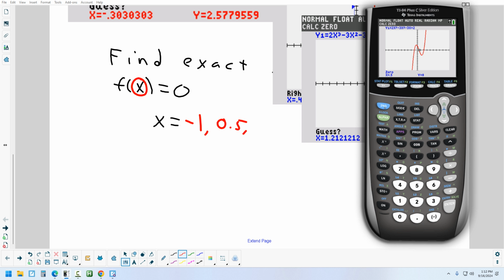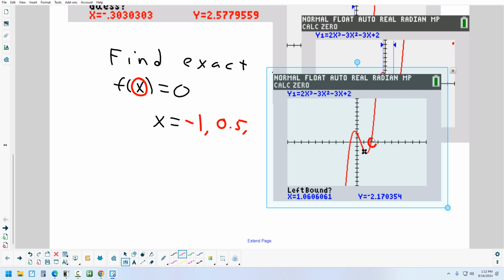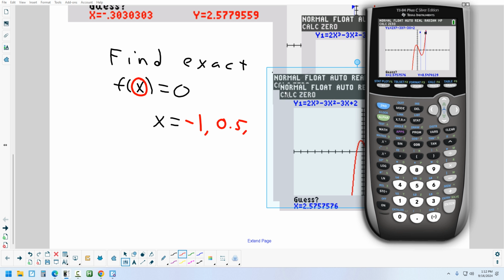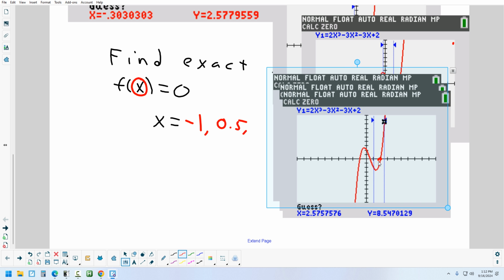So we're going to do second, calc, option 2. Put your cursor somewhere that's definitely to the left of this point right there. Okay, right there is fine where I have my cursor. Hit enter. Move my cursor somewhere to the right. Hit enter. And now it's got those 2 lines and it's going to look in between them. And if I did everything right, when I hit guess, it's going to give me that spot right there.